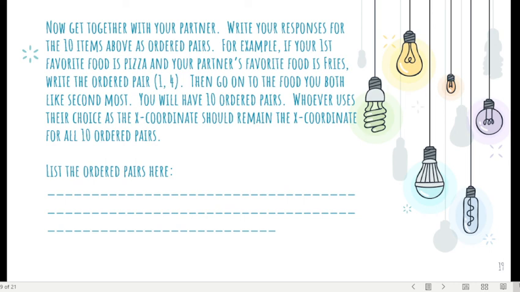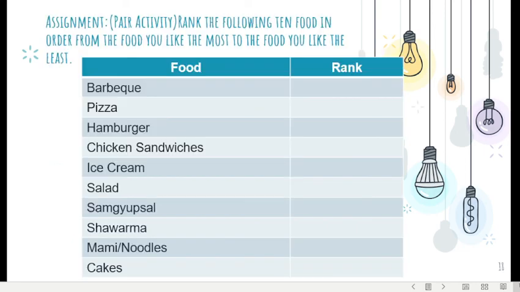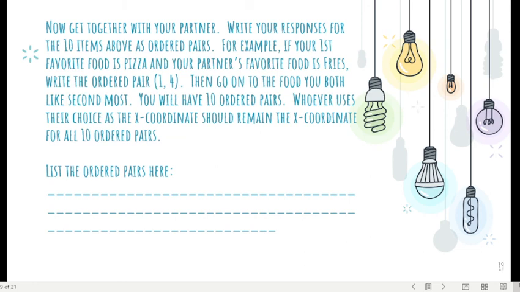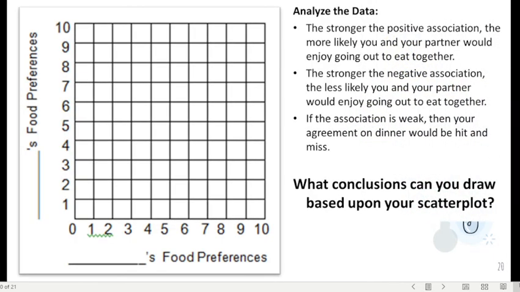Let's say 3 and 4. So you write down the first coordinate for barbecue, and then the next one is pizza. What will be your score for pizza? And then what you're going to do is to plot those scores in a scatter plot. Analyze the data that you're going to have here. What conclusions can you draw based upon your scatter plot? So that is your assignment.